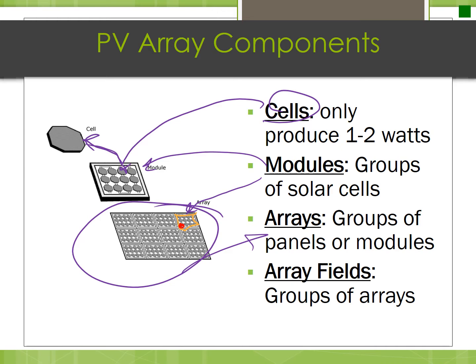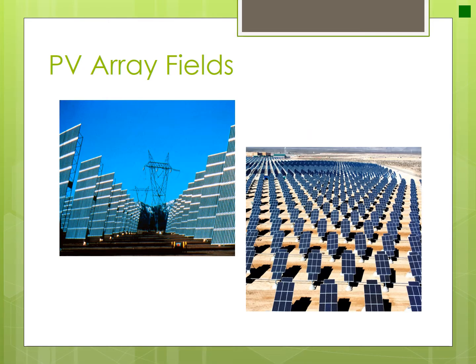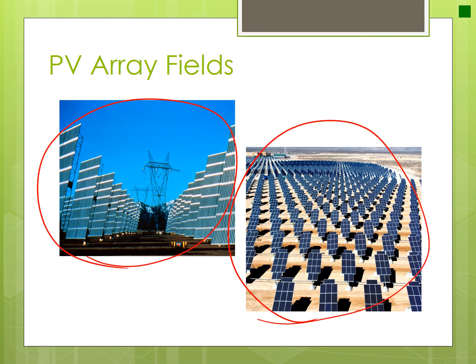And if you put a lot of arrays, or solar panels, together, you have what we call an array field. Here's an example of an array field. You just see a bunch of solar panels put together. Remember, your best bet is if those are able to move and track the sun so that it is always focused on where the sun is, so all of the energy the sun's releasing hits the solar panel directly.